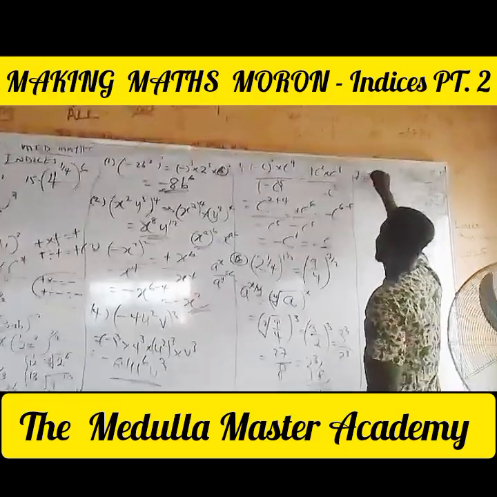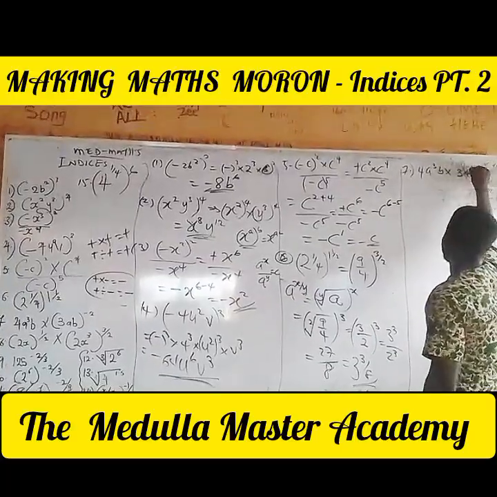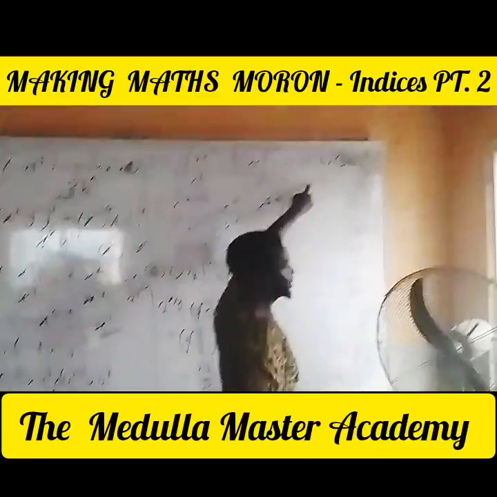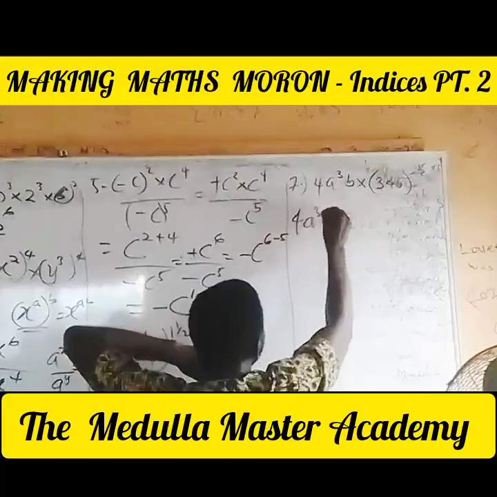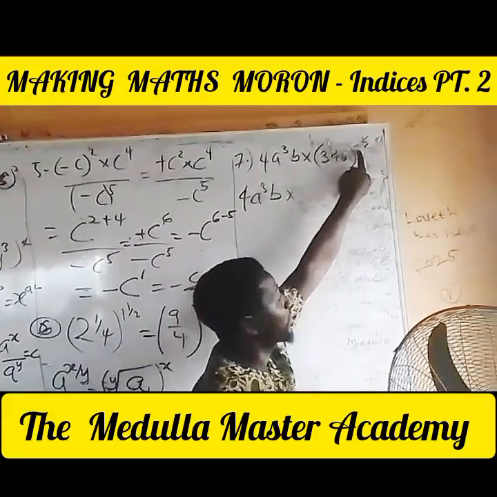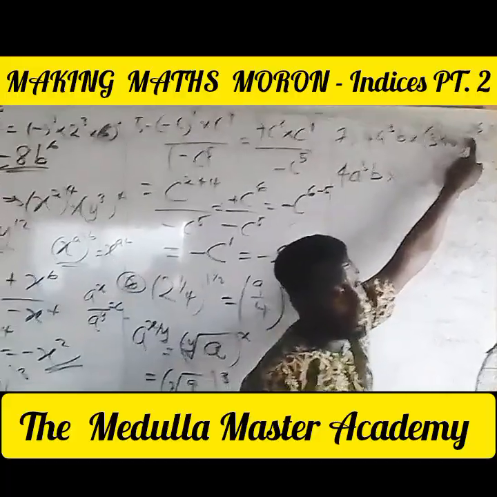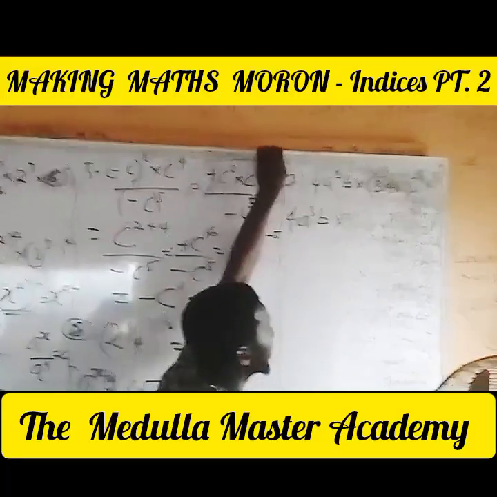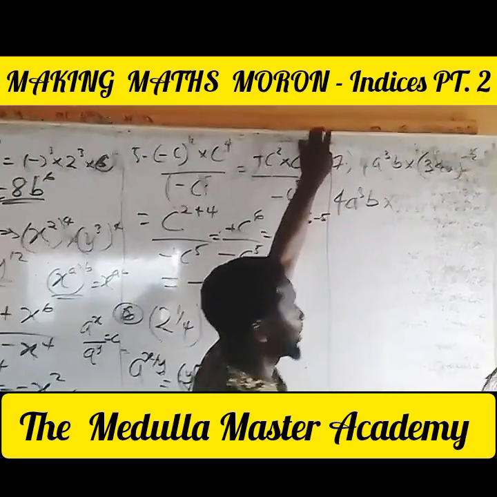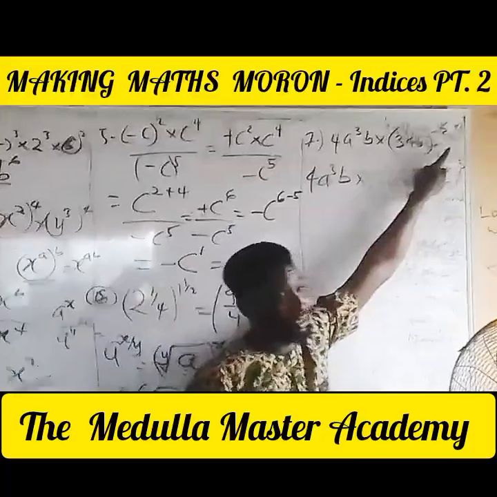Now, number 7. We're going to be clearing this side very soon. So, number 7, 4a raised to power 3, then 3ab raised to power minus 2. In this case, 4a cubed b times... listen up. This is minus 2. You can see that everything inside the bracket will be affected by the minus 2. Because of time, there's a law in indices, another law we're going to use here. Anytime you see this negative power, it means something in indices.